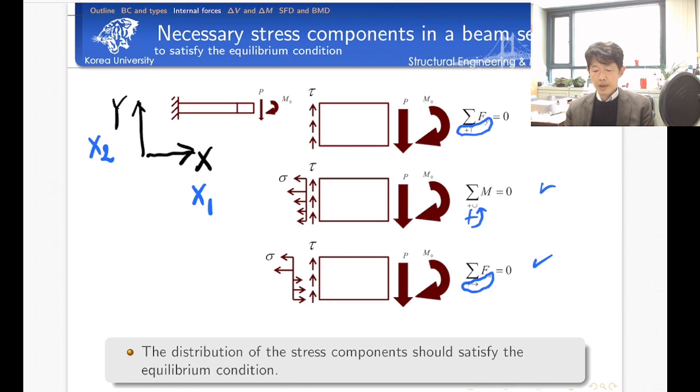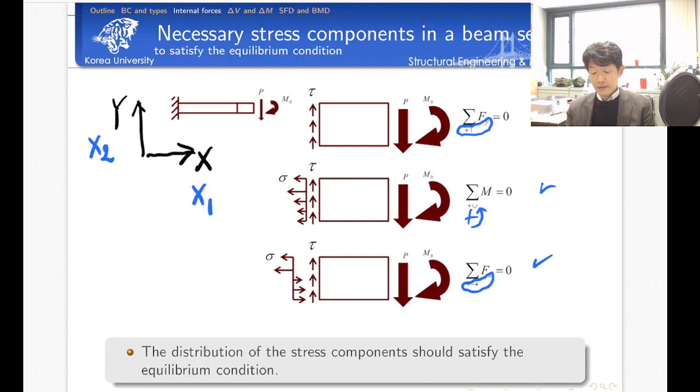Okay, let's check one by one. In the case of force equilibrium in the vertical direction, look at this. Because we want to check the force equilibrium in the vertical direction, we need to identify the external forces, all kinds of forces acting in the vertical direction. The first one, which is a really apparent one, is the external force. External force is acting in the vertical direction.